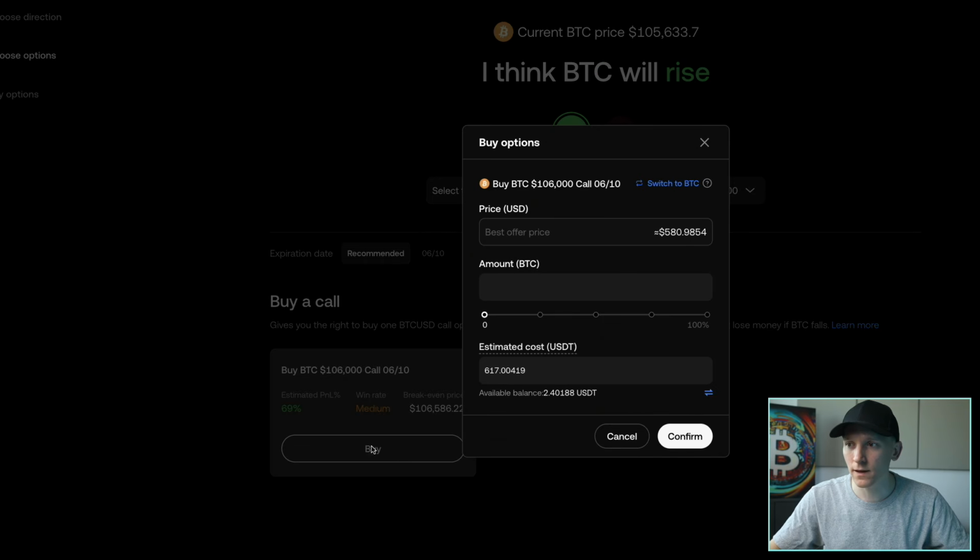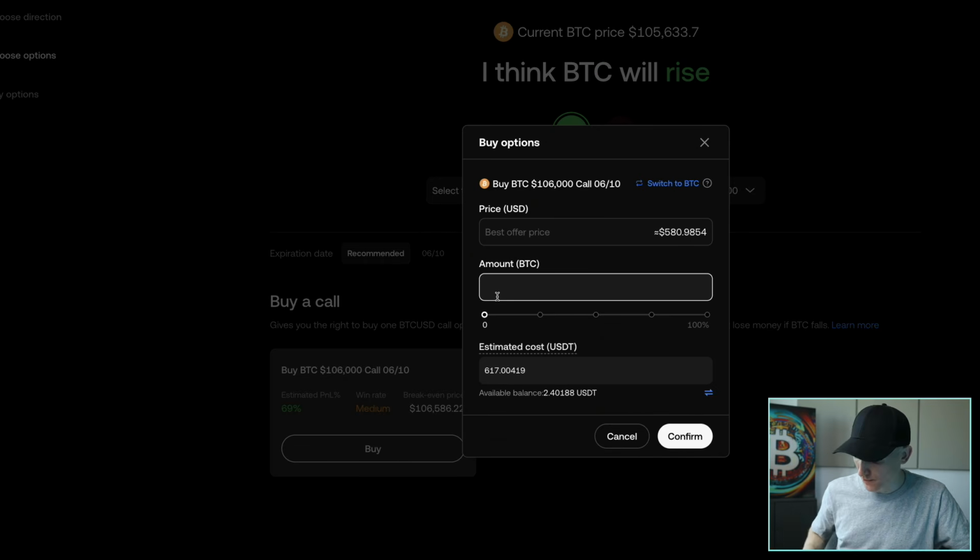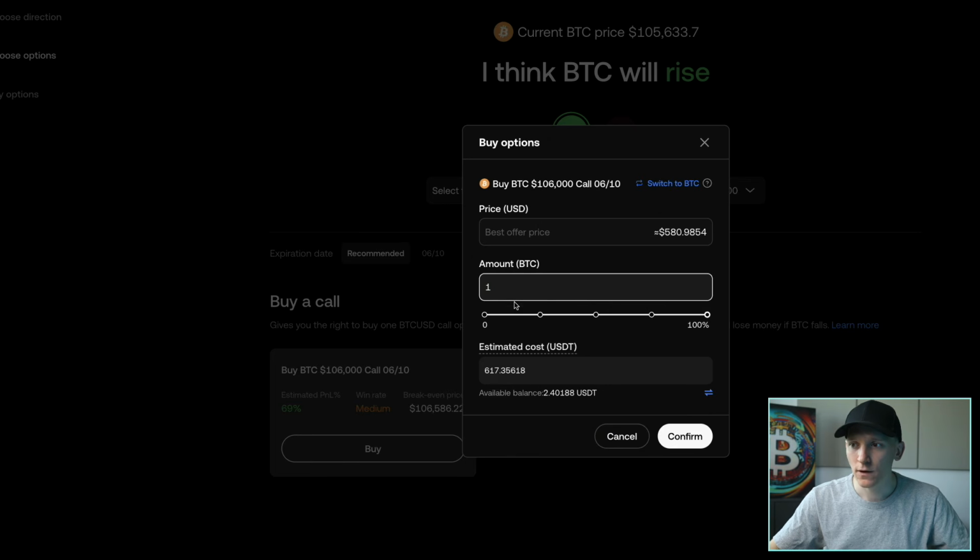So we can click buy here. And you just have to choose how much BTC that you want to get into for the trade. We actually trade in contracts here, not Bitcoin. So you can see for a 1 BTC trade, that's going to cost us one contract mostly, which is $600.